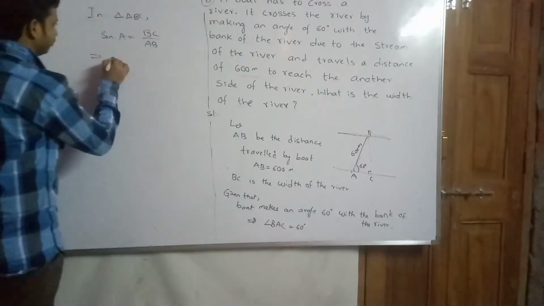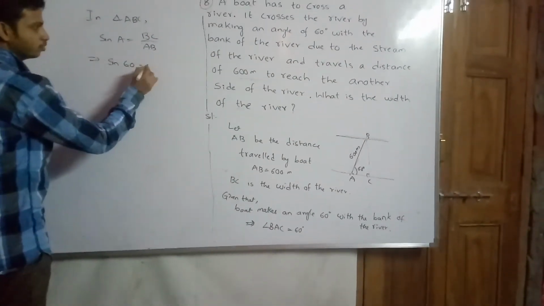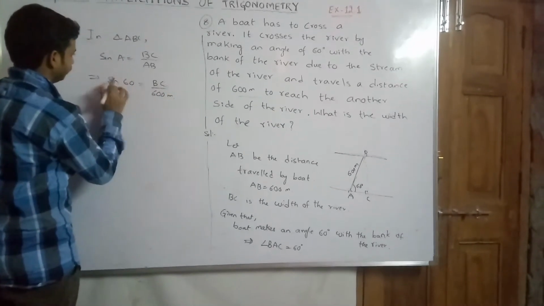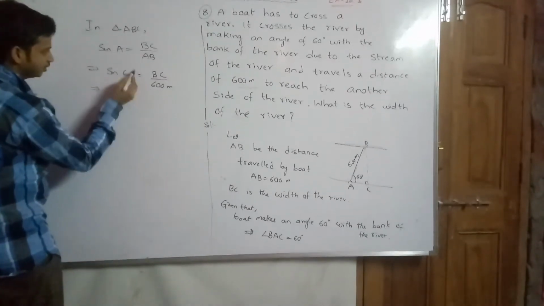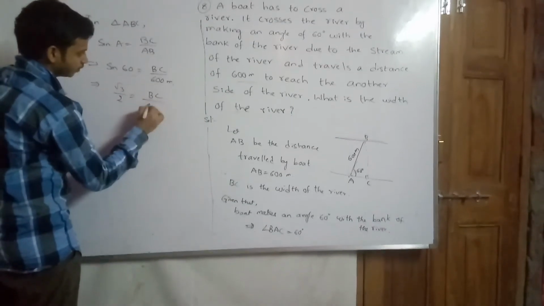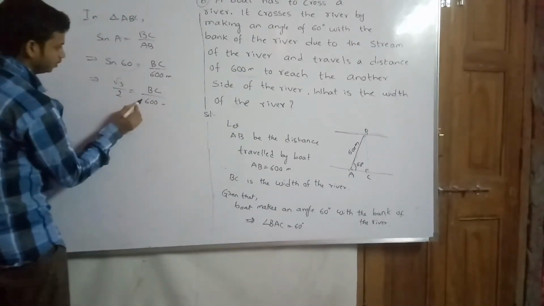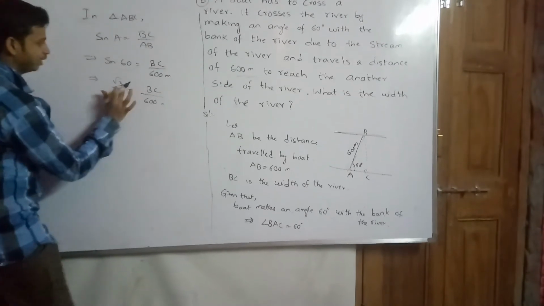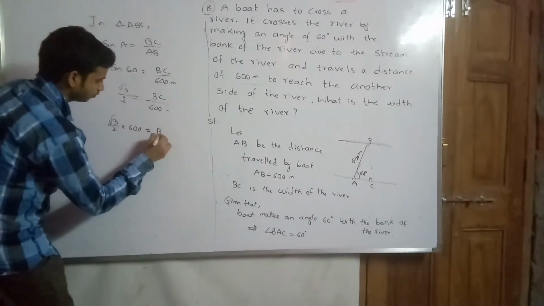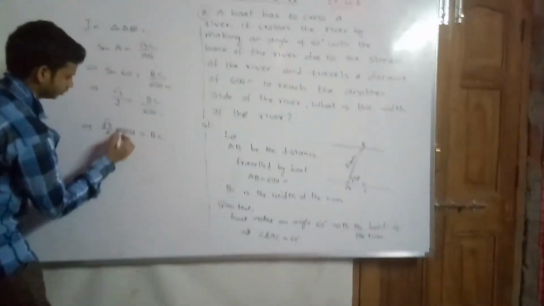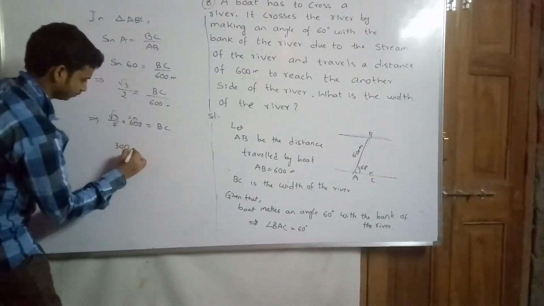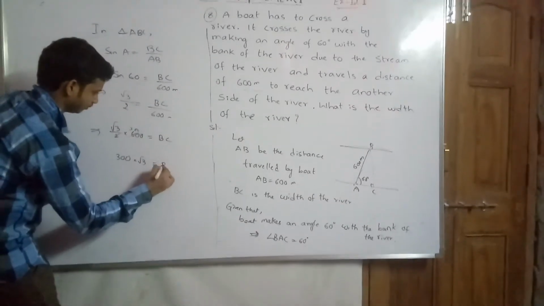So sine A, that means sine 60, equals BC by AB, and the value of AB is given as 600 meters. The value of sine 60 we know is root 3 by 2. So root 3 by 2 equals BC by 600 meters. So 600 comes to the left side and gets multiplied with the left side term. That means root 3 by 2 into 600 equals BC. 2 threes are 6, that means 300. So 300 into root 3 equals the BC value.